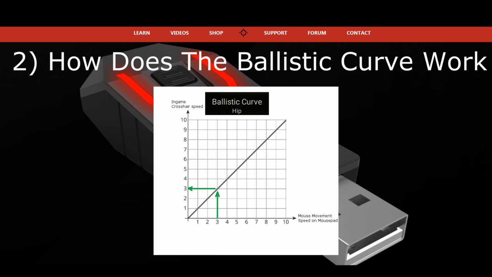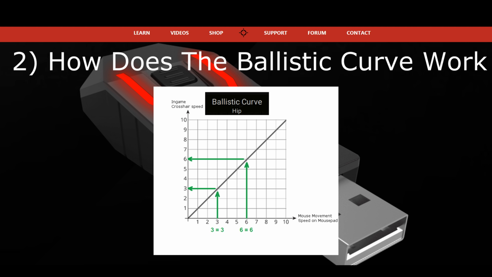In this example, I started at 3, and ended up at 3 again. This means that when I move my mouse on the mousepad with a speed of 30%, I will get an in-game crosshair movement speed of 30%. When I do this again with the x-axis value 6, I will get a y value of 6 again. In other words, when I move my mouse with 60% speed on the mousepad, which is twice as fast as in the example before, I end up with an in-game crosshair speed of 60%, which is also twice as fast as the 30% from before.